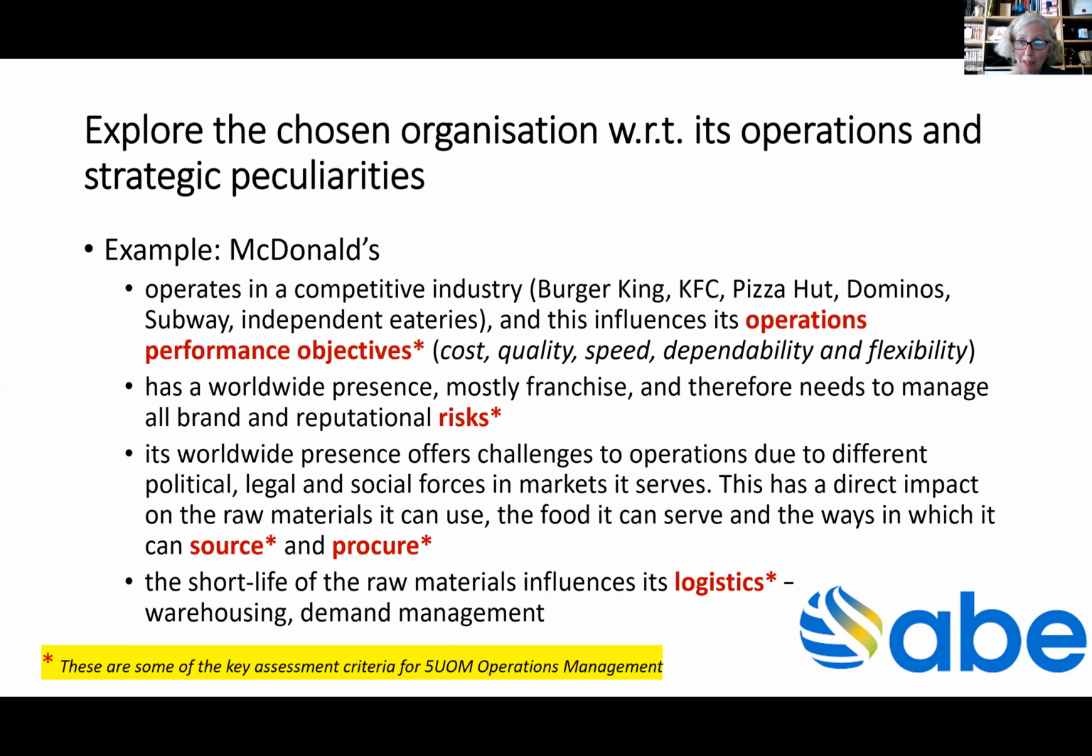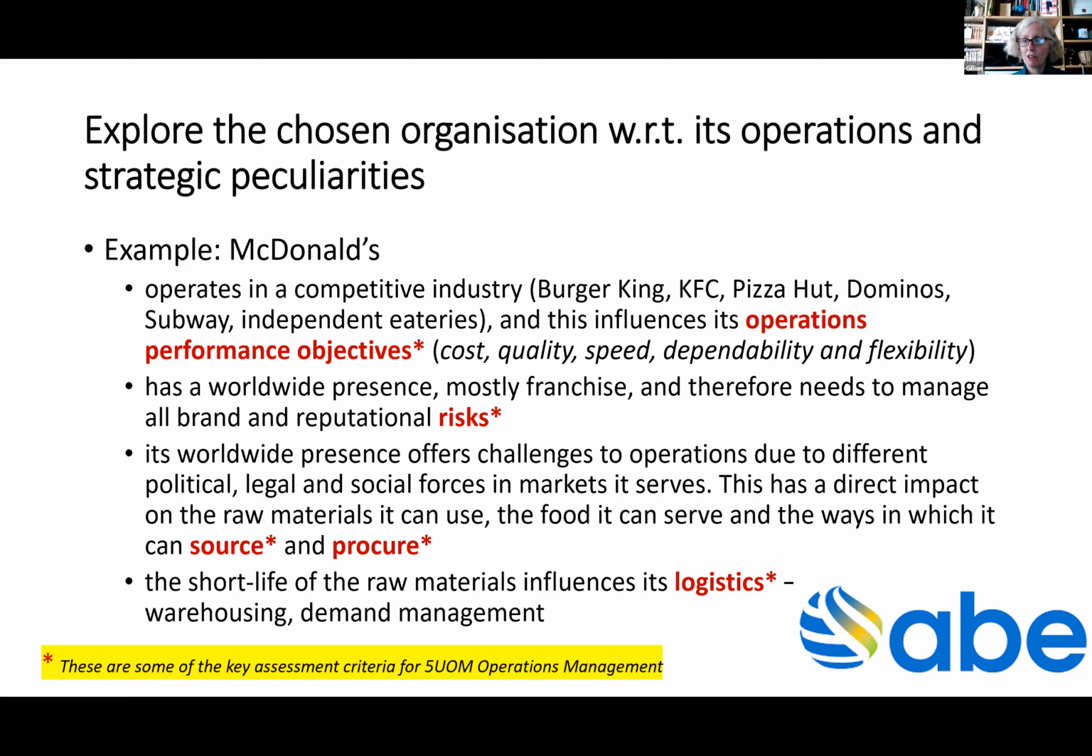So again, thinking particularly about the organisations, you still have to do the research in those organisations. But if we take McDonald's, a good example, because there are lots of academic papers done about it, an understanding of the competitive industry. So we've got an example here. I'm not going to read fully all the way through it, but if somebody's saying the operations and its strategic areas or peculiarities, we don't use that word in exams anymore, a little bit odd, but if we talk about that, we say, you know, McDonald's operates in a competitive industry and it influences performance objectives.